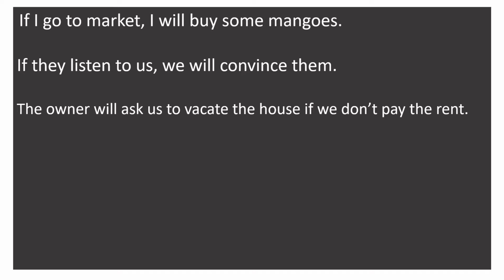Children, in all these three sentences, I think you might have noticed that there are two clauses in each sentence. In the first sentence, if I go to market is one clause and the other clause is I'll buy some mangoes. Similarly, if they listen to us is one clause, we will convince them the other clause. Even in the last sentence, the owner will ask us to vacate the house is one clause. If we don't pay the rent is the other clause.